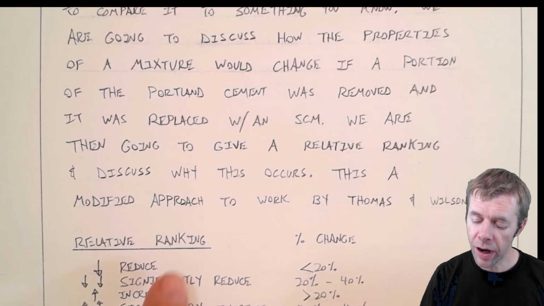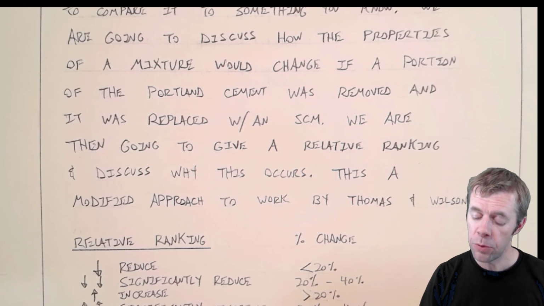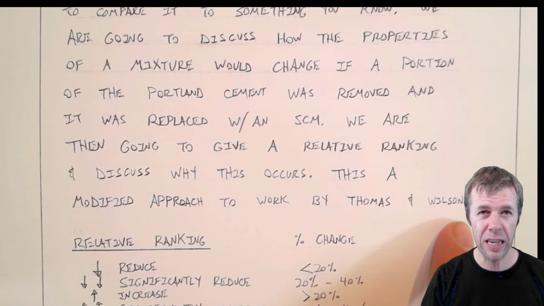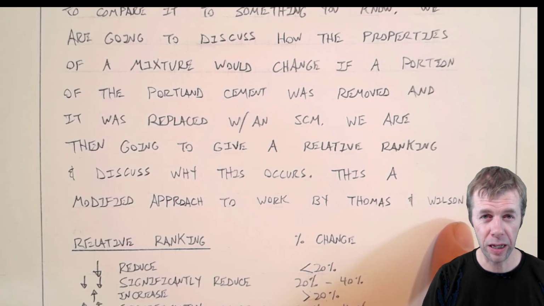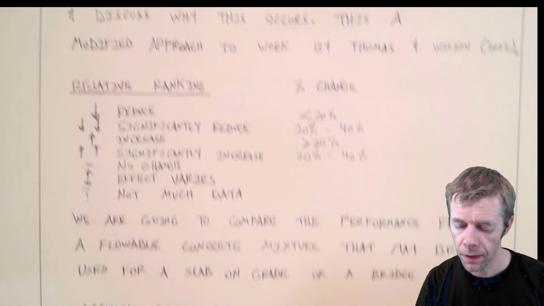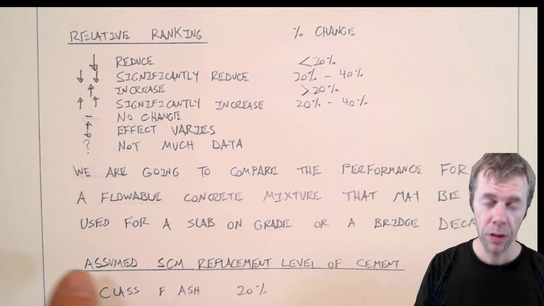And this is a modified approach. This stuff I'm about to show you is modified. It was first done and thought of by Thomas and Wilson in 2002 when they were making a document about fly ash. I'm going to use a relative ranking, okay?